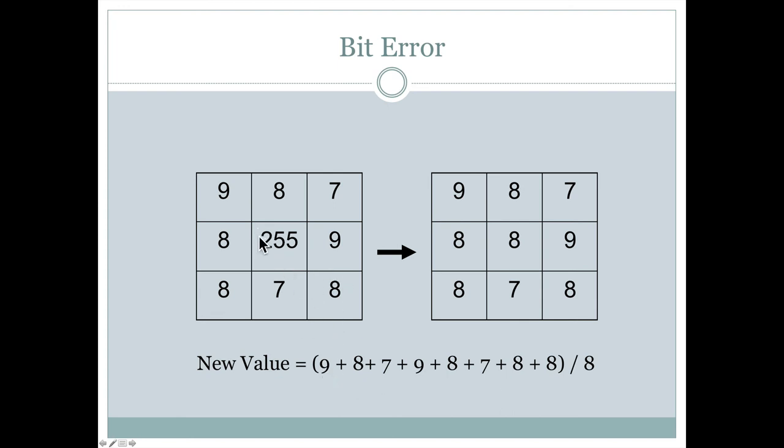So the new value would just basically take this value plus this value plus this value plus this plus this plus this plus this plus this, add it all up, not add in this, take those eight values, and then divide it by eight. And in this case here, if we did that, we would come out with a value of eight, which much more closely matches all of the other pixels around it. And in that way, we can get rid of this non-systematic or random sort of bit error that we're seeing in our data.